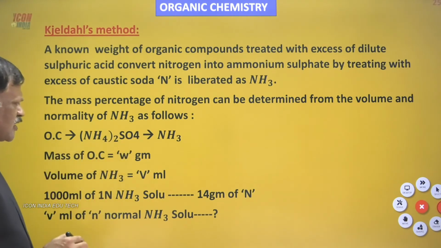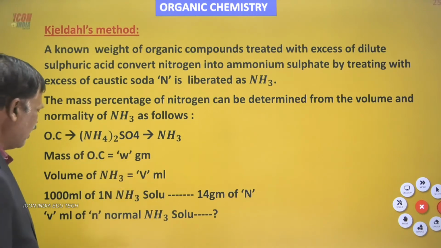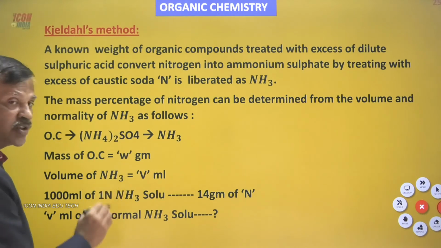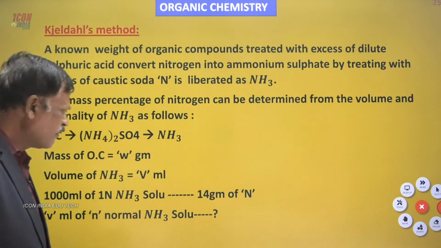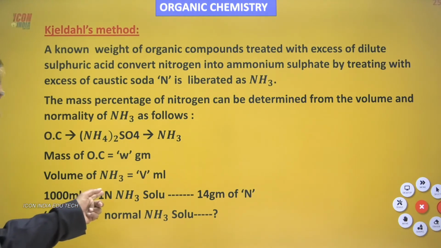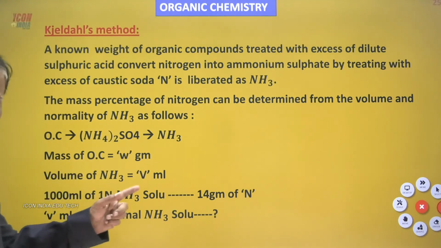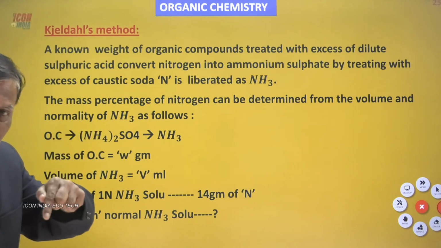For example, mass of organic compound W grams, volume of ammonia V ml. We know that 1000 ml of 1 normal ammonia solution contains 14 grams of nitrogen. How is it? 1000 ml means 1 liter. 1 normal means 1 equivalent weight of ammonia present in 1 liter solution.